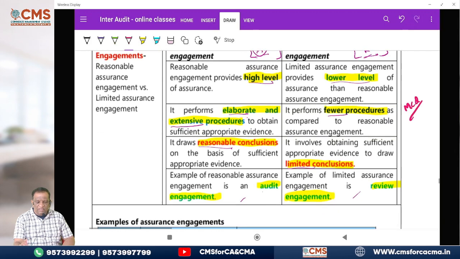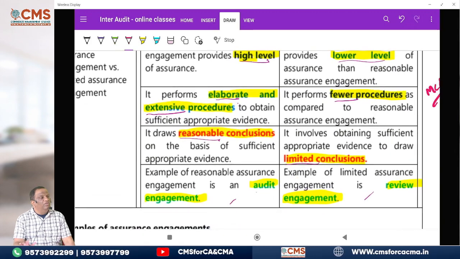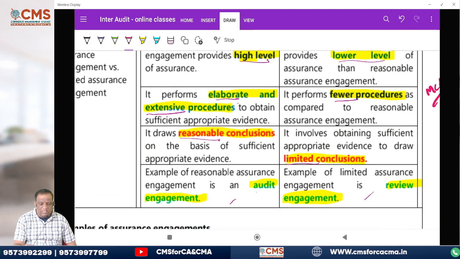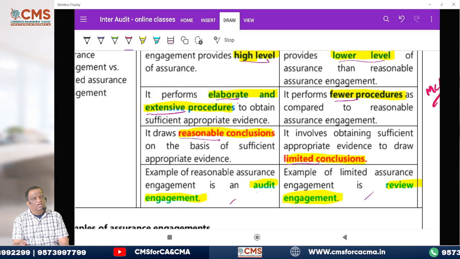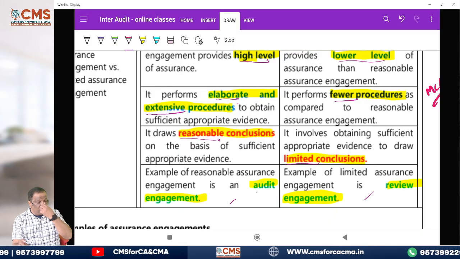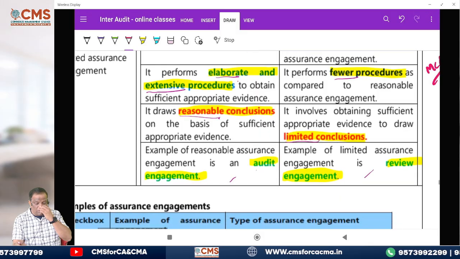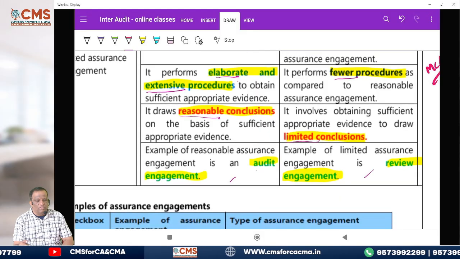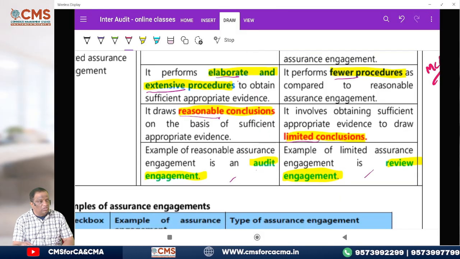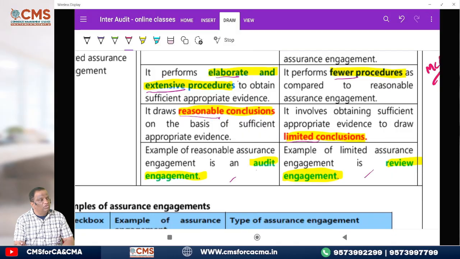Then let's go back. What type of conclusions? As an auditor, he will draw a reasonable conclusion, and as a reviewer, he would get into the limited conclusion. And that is what he is giving at the end, which we discussed. An example of this is an audit engagement, and an example of the other is a review engagement.